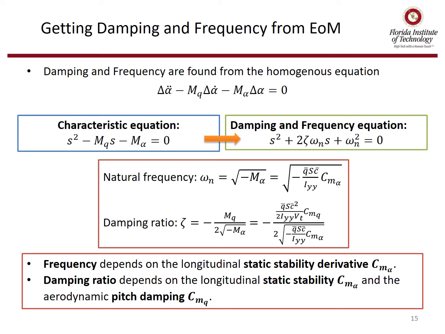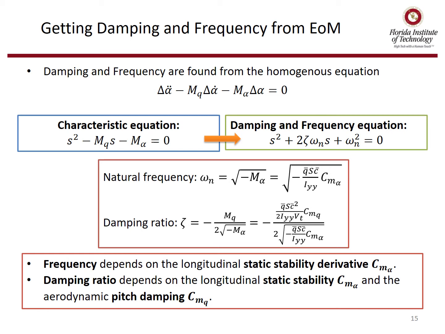We see that our homogeneous equation involving delta alpha is in the same form as that standard characteristic equation, which then can be related to the damping and frequency equation. So the value of little a in the characteristic equation is 1, little b is minus mq, and little c is minus m alpha. With that, we can relate the coefficients to the natural frequency omega n and the damping ratio zeta.